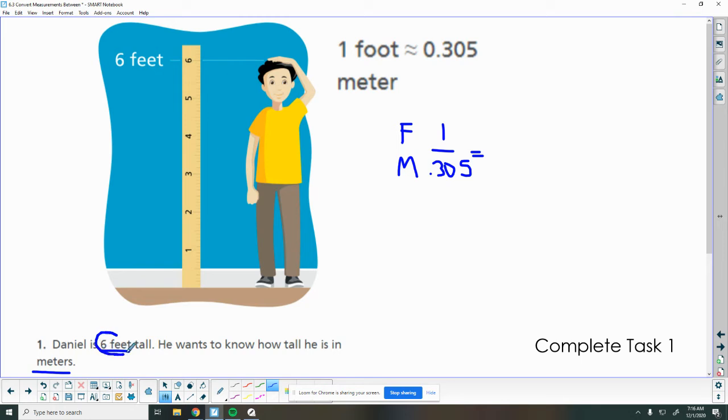So I know Daniel is 6 feet tall, so I'm going to match up my 6 with my feet. Now I'm looking for the meters. So I can see we are multiplying by 6 here to get m by itself. So this problem here will tell me how many meters Daniel is. So go ahead and see if you can answer the questions on task 1.